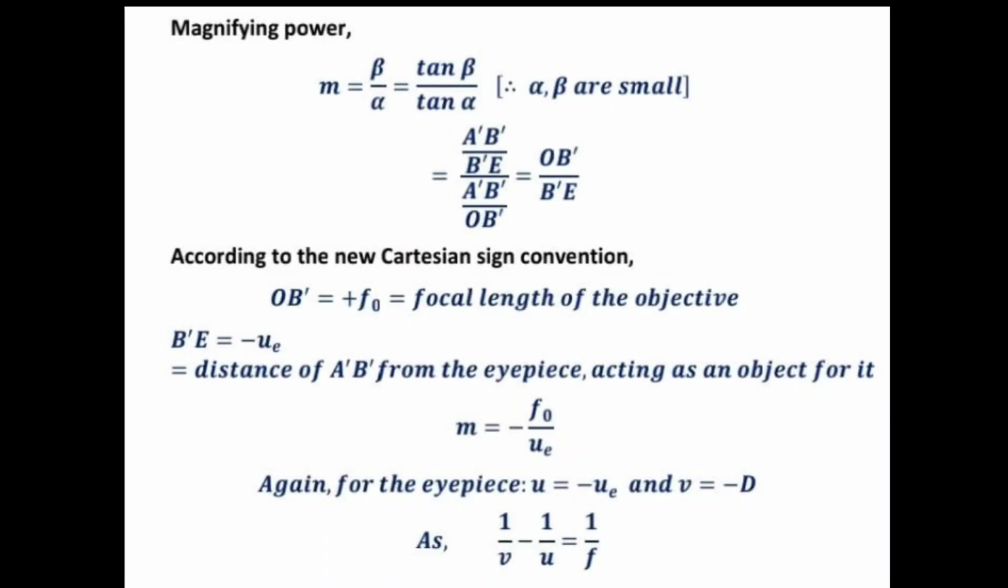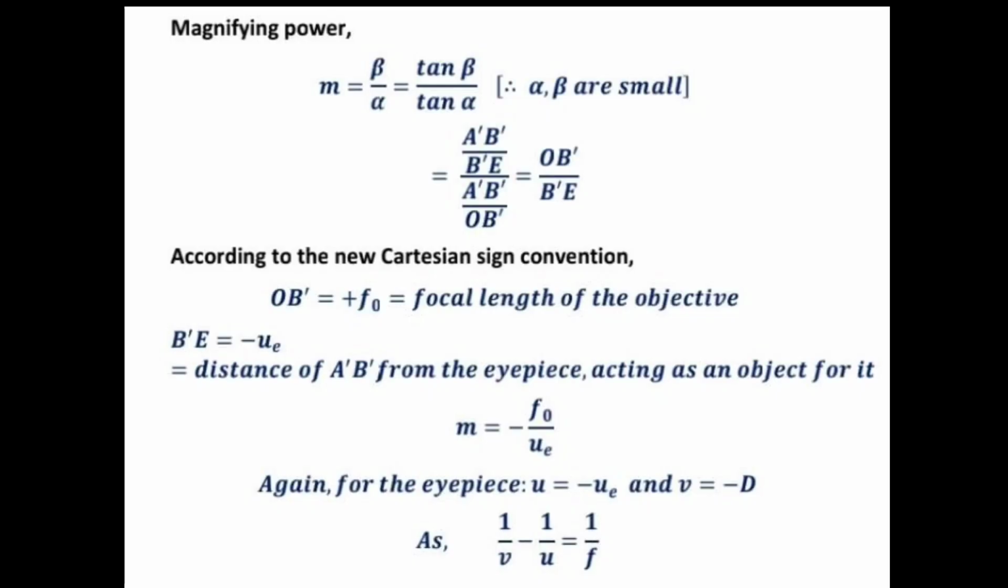Now we do the mathematical calculation to find the magnifying power. Put the value m is equal to beta upon alpha. Angles are small, so we take the help of trigonometric functions and get a relation with the help of the diagram, that is O B dash divided by B dash E. Then we use the Cartesian sign conventions and we find that m is equal to minus f_o divided by u_e.